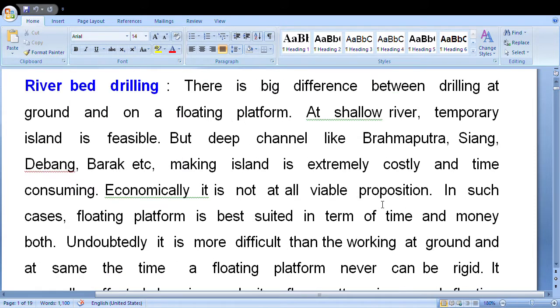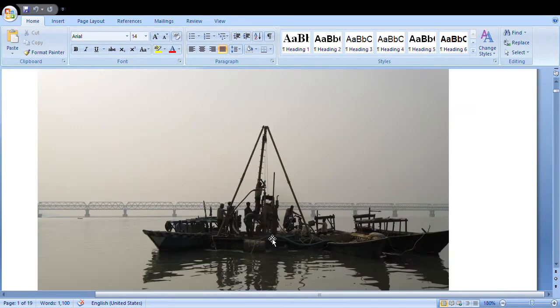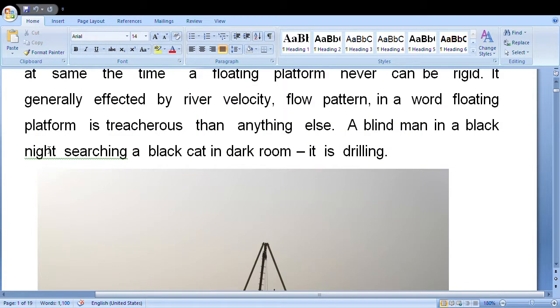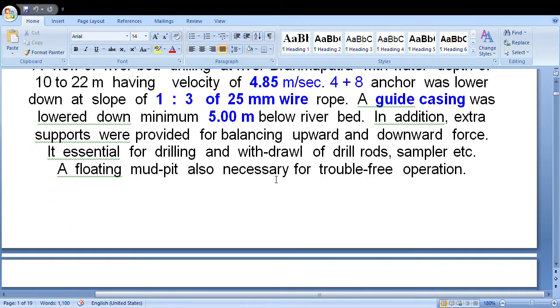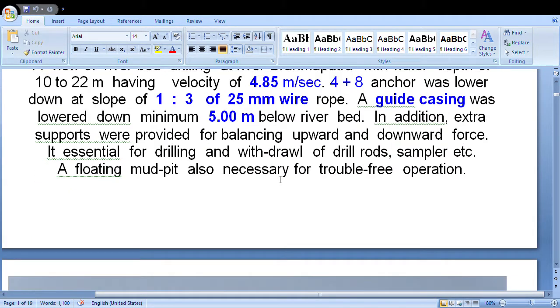Because you see, from the river top level, we are sitting at the platform and assessing the parameters of say about 50 meters or 60 meters below. What we are searching for, we do not know itself. So it is riverbed drilling. A blind man searching for a black cat in a dark room. It is riverbed drilling.